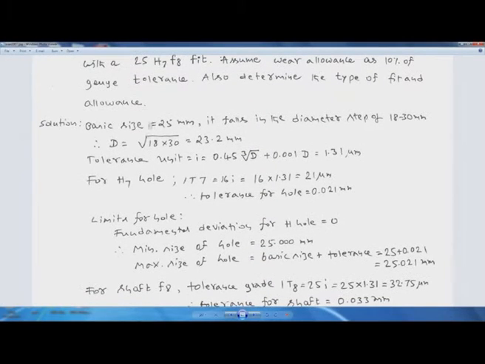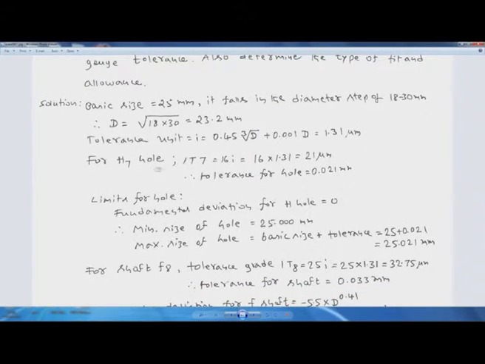Now this 25 is the basic size, and it falls in the diameter step of 18 to 30 millimeter. So we can find the mean diameter using this relationship. The mean diameter will be equal to 23.2 mm. Tolerance unit also we can find using this relationship. It will be 1.31 micrometer. For the H7 hole, the tolerance grade is IT7, which is equal to 16 times I. So 16 times 1.31 gives us a tolerance for the hole of 0.021 millimeter.